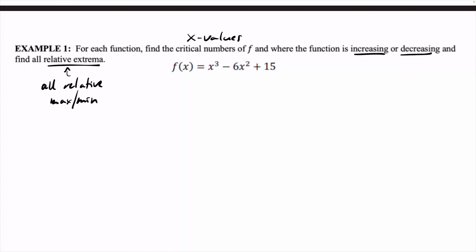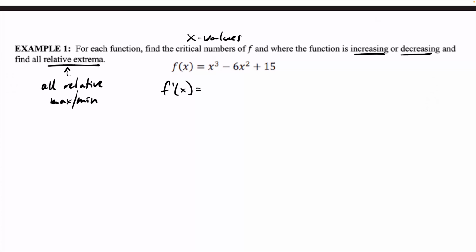To do that, we're going to use the first derivative test. The first derivative test will tell us where the function is increasing, where the function is decreasing, and where it's switching from increasing to decreasing or decreasing to increasing. Well, in order to do the first derivative test, shocker, we need the first derivative. So let's find the first derivative.